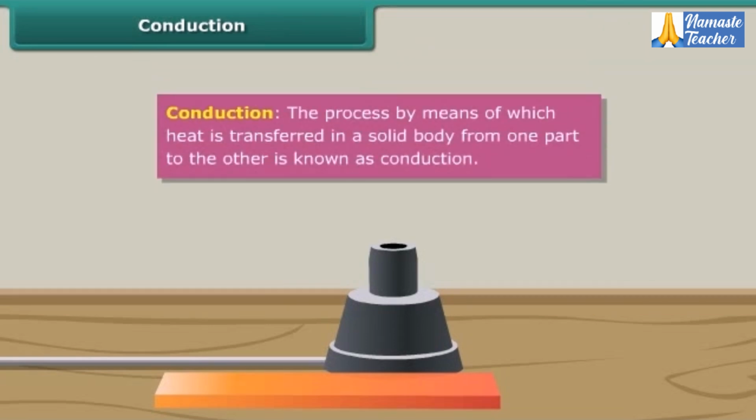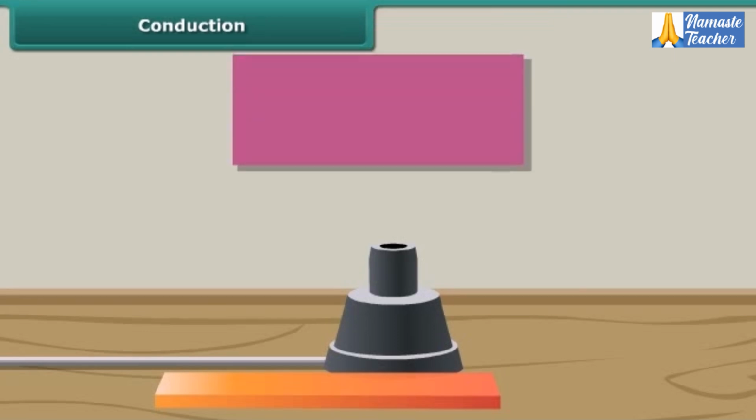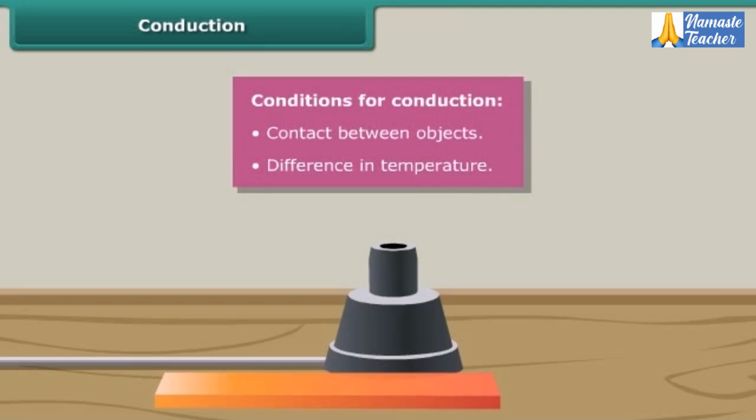The process by means of which heat is transferred in a solid body from one part to the other is known as conduction. Conduction happens mainly in solid. Note that conduction is not possible in vacuum. Remember that there are two important conditions for heat to be conducted from one body to another. These are: the two objects should be in contact and their temperatures should be different.